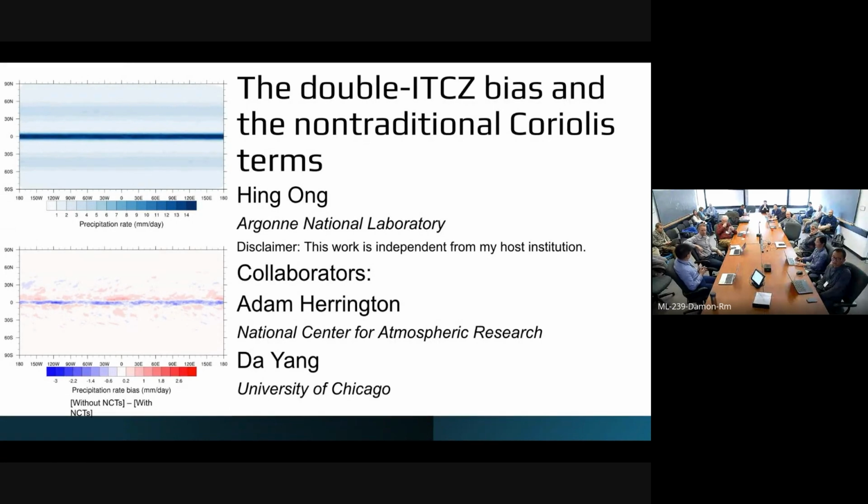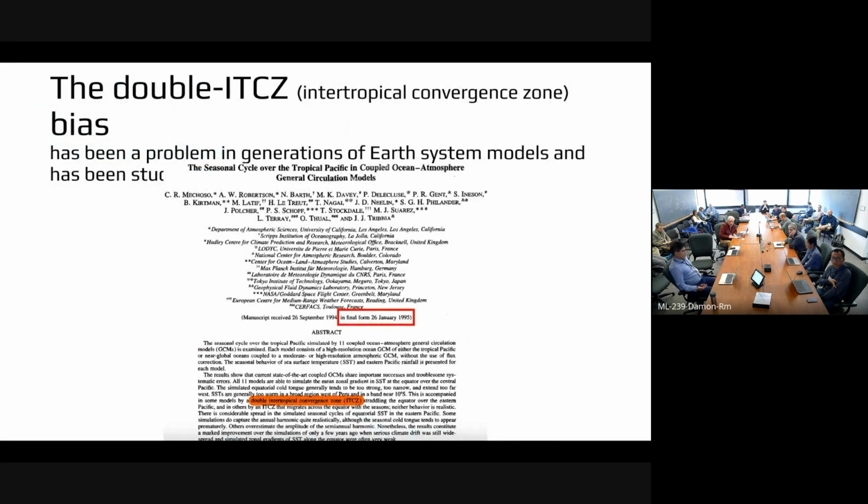My name is Hing Ong. Thanks a lot to NCAR CGD for the travel support so I can be here. Disclaimer: this work is totally independent from my hosting institution. Thanks a lot to my collaborators, Adam and Dayang. I'm going to talk about the double ITCZ bias and the non-traditional Coriolis terms. The double ITCZ bias has been a problem in many generations of Earth system models, and has been studied for decades.